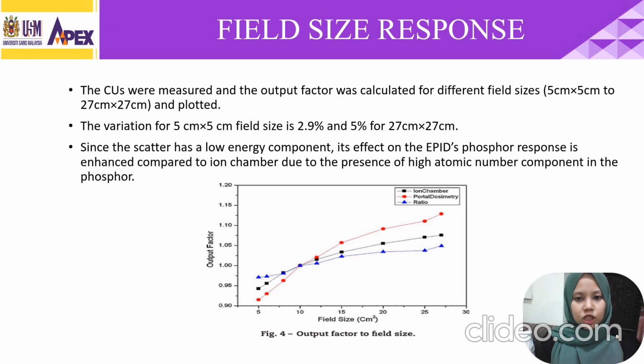This variation was due to the difference in the phantom scatter factor for the ionization chamber and EPID dosimeters. Since the scatter has a lower energy component, its effect on the EPID's phosphor response is enhanced compared to the ion chamber due to the presence of high atomic number components in the phosphor.